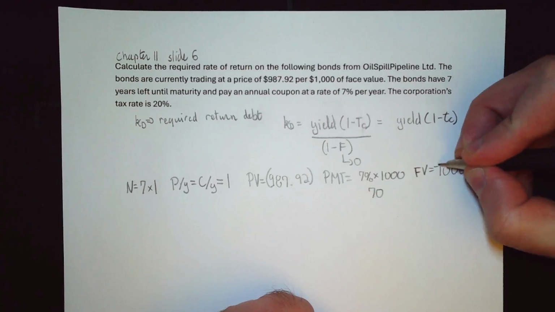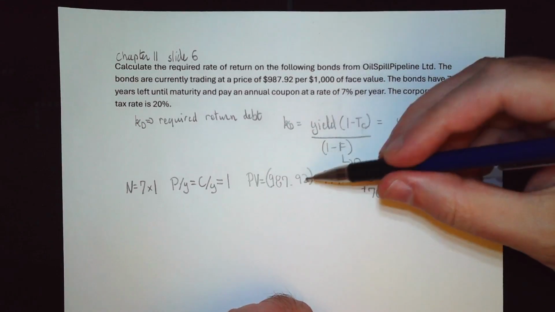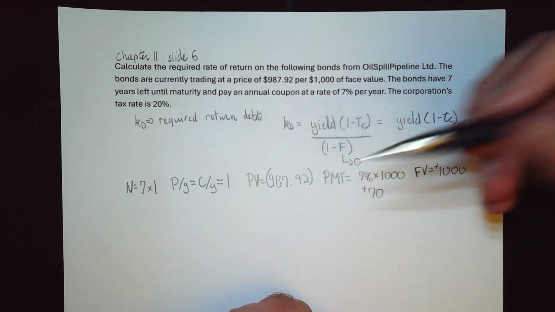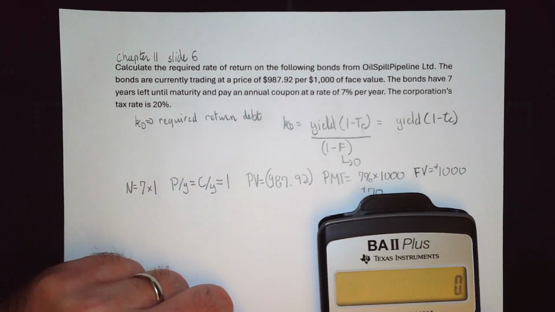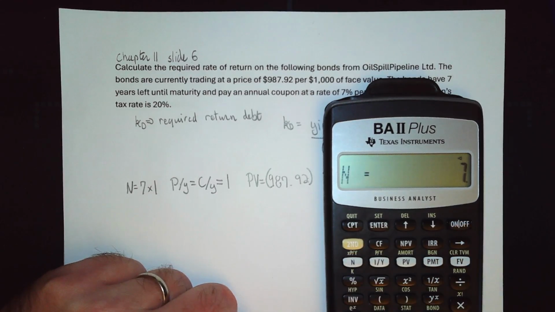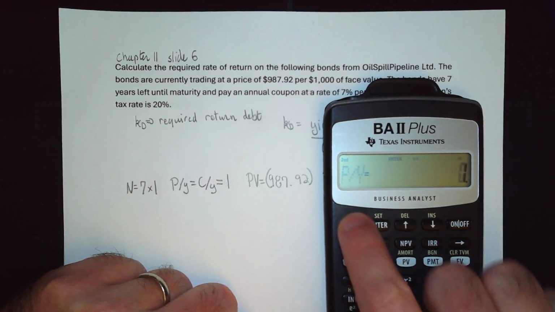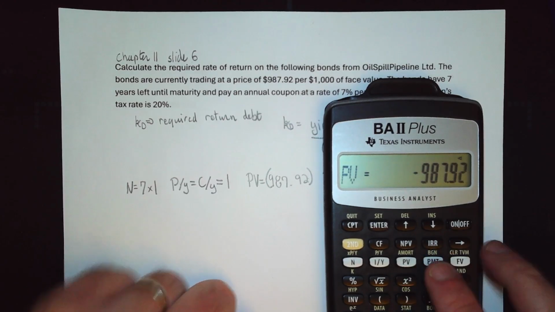Notice that this number is positive because I receive it. This number is positive because I receive it. And finally, this number here is negative because I will have to pay that number today. I can put all this information in my financial calculator. 7 is N. C over Y and P over Y is 1. The PV is negative 987.92.